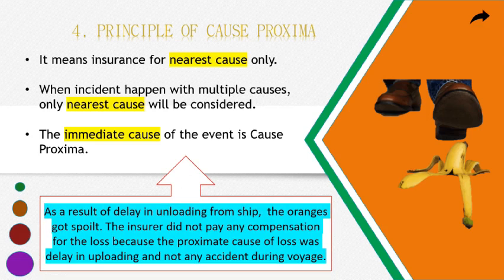For example, a ship carrying oranges was insured against losses arising from accident. The ship reached the port safely, and there was a delay in unloading the oranges from the ship. As a result, the oranges got spoiled. The insurer did not pay any compensation for the loss because the proximate cause of loss was delay in unloading and not any accident during the voyage.